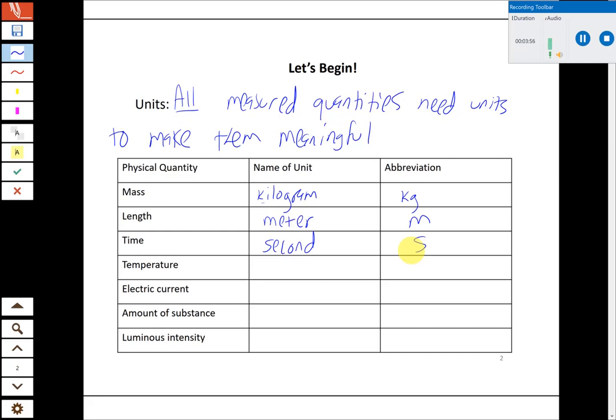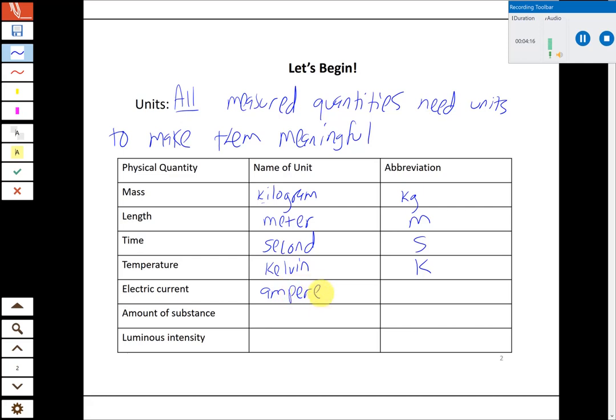And then temperature, the standard SI unit is called Kelvin. We will also use degrees Celsius a lot, and we're going to talk more about temperature units later on in this discussion. But anyway, Kelvin is the standard one, and we will encounter that in many cases in this course. For electric current, the standard SI unit is ampere.